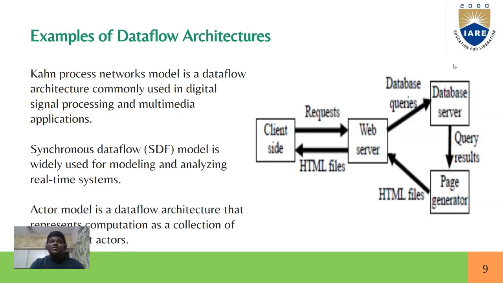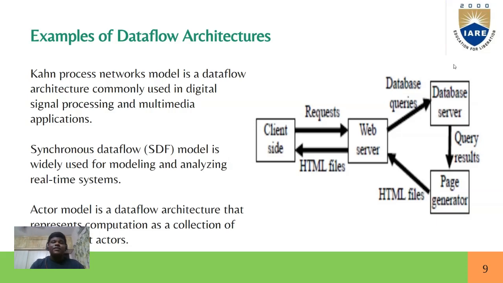So if a client searches or requests something, giving some input to the web server, it directly gives the information to the database server through a database query. The database server then processes the information and gives the page generator query results. This page generator again gives the output back to the web server through HTML files. These HTML files from the web server go to the client side and get the desired output. This is how data flow architectures work.